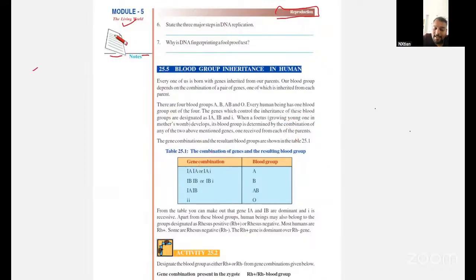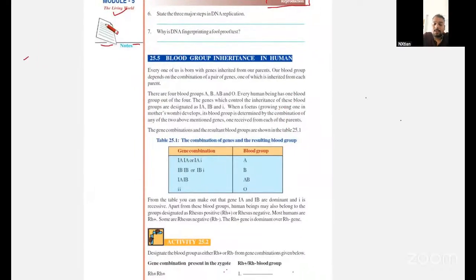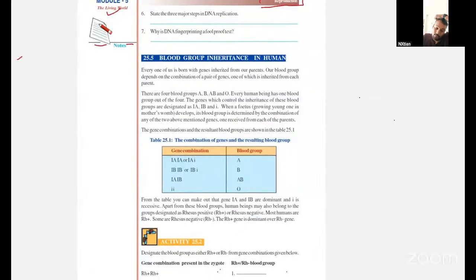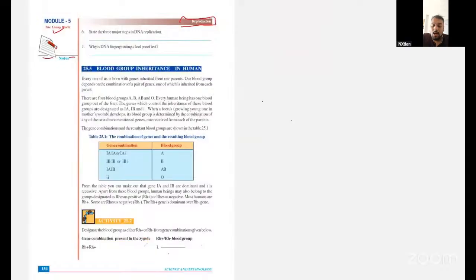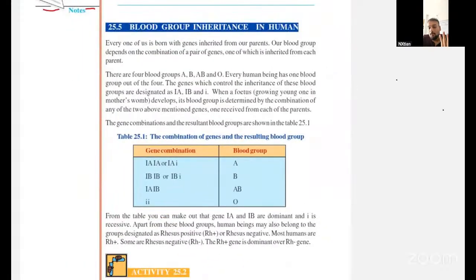Blood group and inheritance in human beings. Okay, now this is the important thing that we need to understand. Basically, our body has 4 types of blood group. Basically, not 4, it's more than 4, but we will understand only 4. First is A blood group, second one is B, then AB, and then O. So we have these types of blood group.